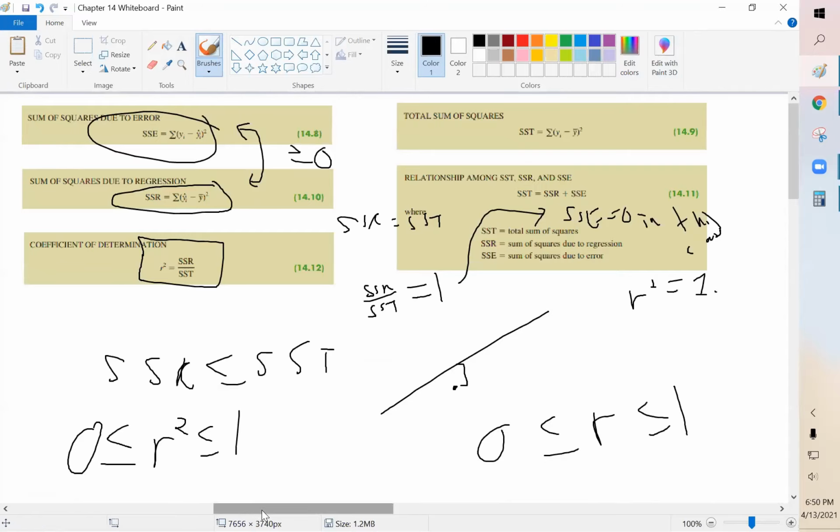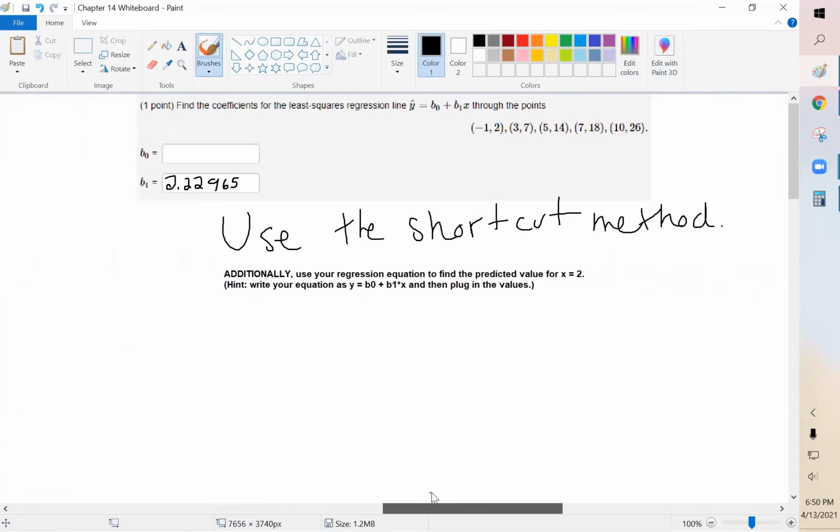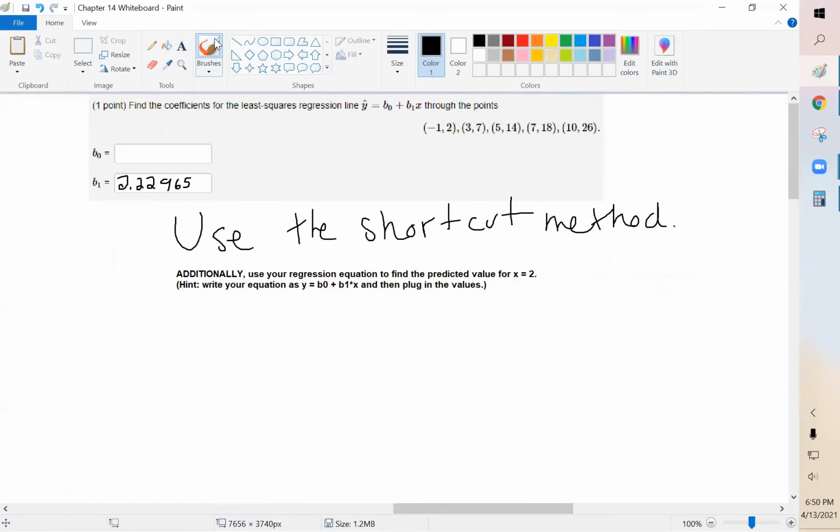All right. So here's the shortcut example. Do it yourself. Should take maybe 30 seconds to a minute. Actually, probably more like a minute or two. I also want you to use your regression equation to find the predicted value for x equals 2. So I'll give you about a minute or two to do this.